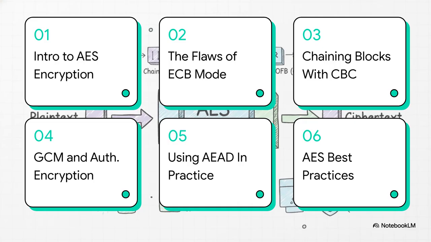Here is a quick look at our roadmap for today's explainer. First, an introduction to AES encryption. Then, the flaws of ECB mode. Third, chaining blocks with CBC. Fourth, GCM and authenticated encryption. Fifth, using AEAD in practice. And finally, an AES best practices checklist.